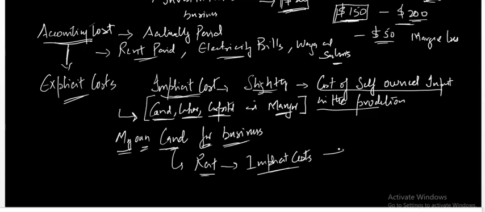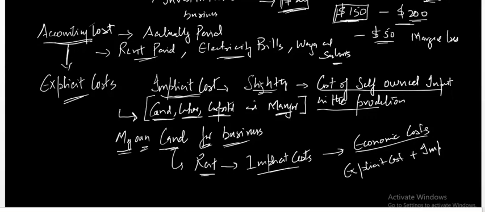Now, the economic cost considers both the explicit costs plus the implicit costs. In this case, the economic cost comprises both the accounting cost plus the implicit cost.